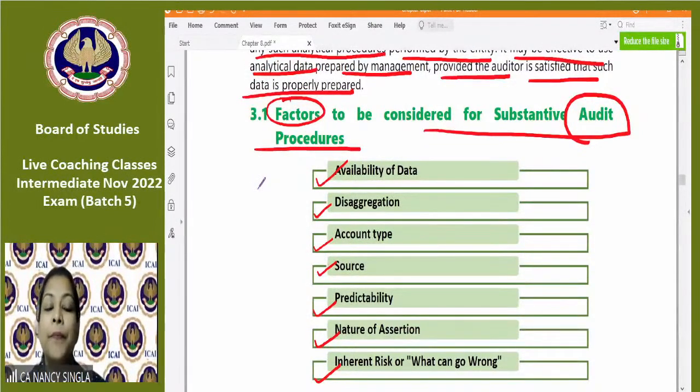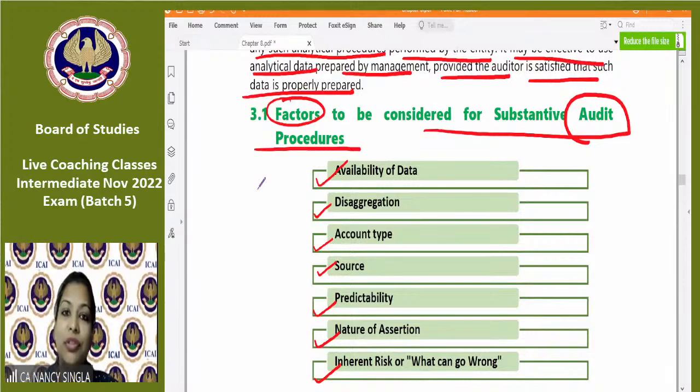Test of details. Predictability: data which are more predictable, where a relationship continues to exist, है ना? There, applying analytical procedures is more useful. Nature of assertion: rights and obligations, you cannot apply analytical procedure. But yes, with respect to measurement, or other assertions like value measurement or completeness, the auditor is in a better position to apply the analytical procedure.